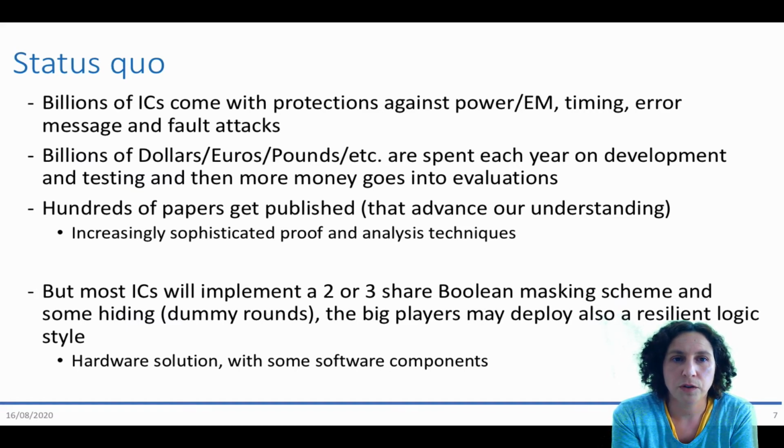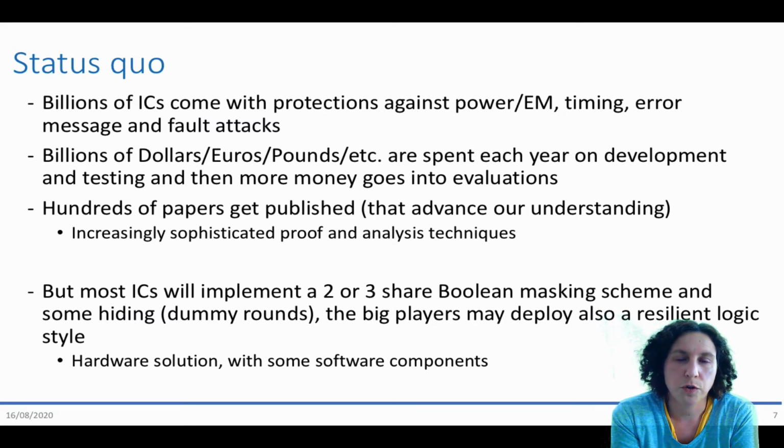But then interestingly, if you get a chance every now and then to have a look at what companies actually put in their devices, then you'll see that these massive advances, I would say, that we made in the last 10 years perhaps don't get quite reflected in products. So many products will still essentially implement a 2 or 3 share Boolean masking scheme. They will implement hiding in some shape or form. If you have got a really big player which is actually manufacturing hardware, then they will, if possible, use a logic style that leaks a little bit less or much less. But then often they will still put some masking and hiding on top. And typically you find a mix between hardware and software solutions, if it is possible.